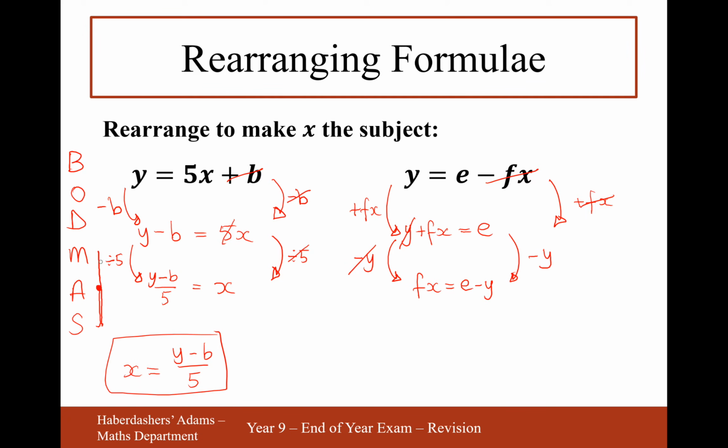I've got no subtracts, no adds, but I've got a multiply, because I've got a multiply by f onto x. So what's the opposite of timesing by f? Dividing by f. And that will cancel it out on the left hand side. So I've got x equals e minus y divided by f. And there we are. That's the answer to the question.